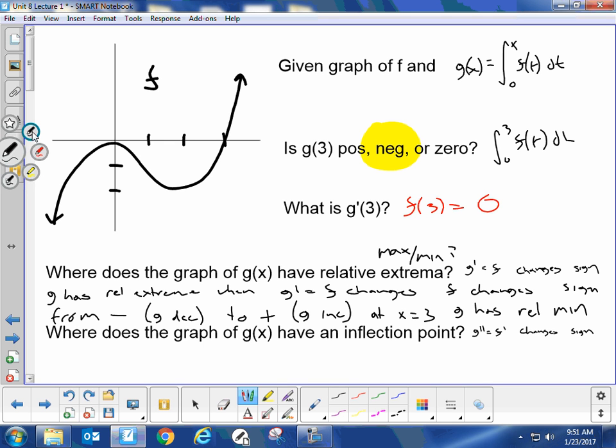Okay? So you'll say G has an inflection point when G double prime, which equals F prime, changes sign. And then you don't have to say the slopes of F equals F prime and the slopes of F change sign. You can just say F prime changes sign at 0 and 2. Or you say it occurs at 0 and 2.